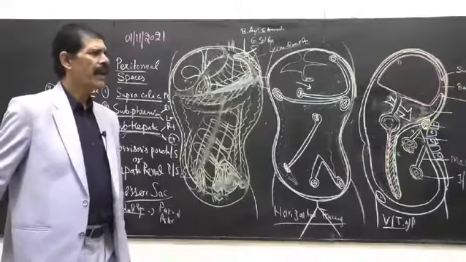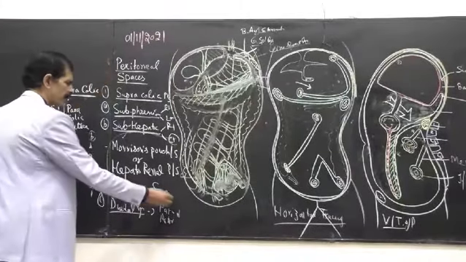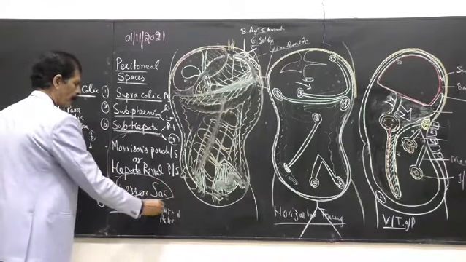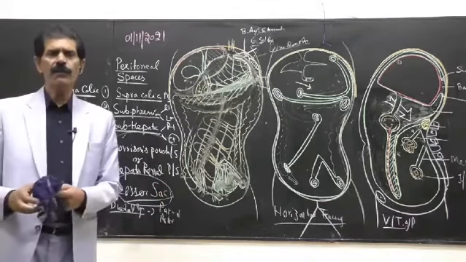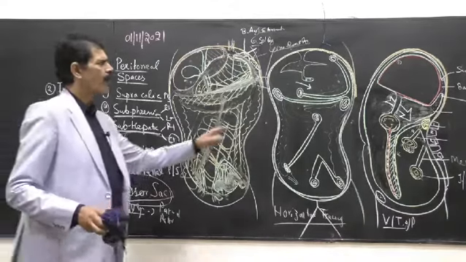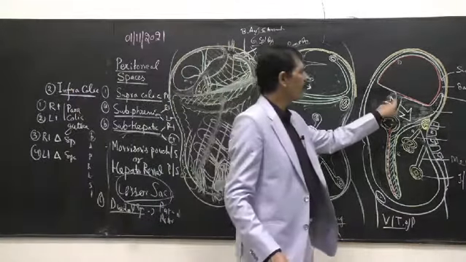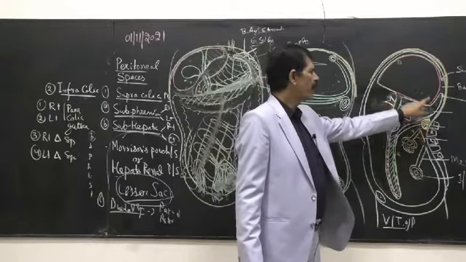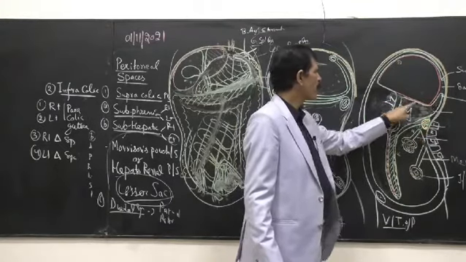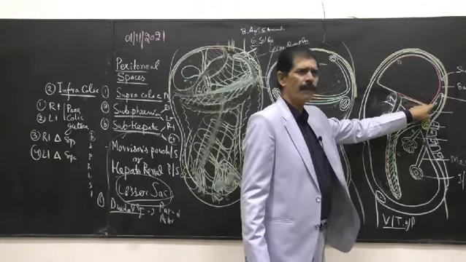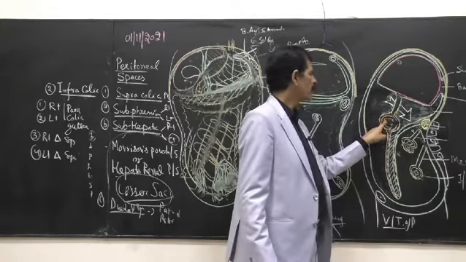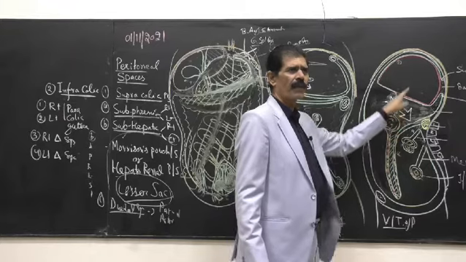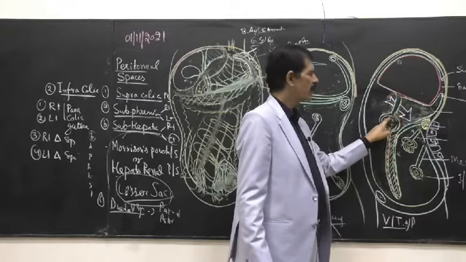After that, we now have to focus on the lesser sac. Now the lesser sac, as I have already told you, the boundaries: anterior wall and posterior wall. The anterior wall of the lesser sac is formed by the posterior surface of the liver, the posterior surface of the lesser omentum, and the posterior surface of the stomach. They form the anterior wall of the lesser sac.